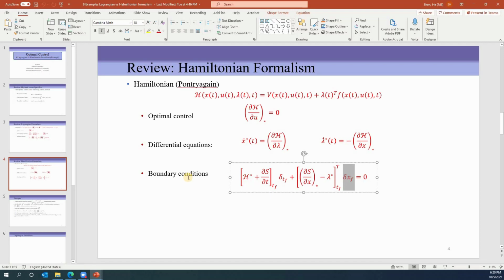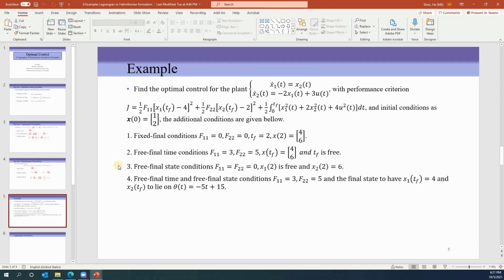So now we're going to use what we learned to look at a more complex problem. We're going to use both methods to solve it, and we are also going to use MATLAB to solve it as well. This is the problem we're going to use as an example. Find an optimal control for this plant. This is a second order system: x1 dot is equal to x2, and x2 dot is equal to something else.